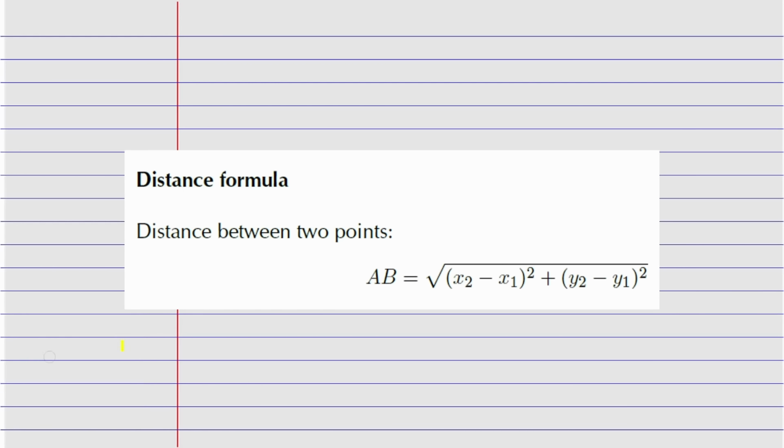What's important to understand here is that if you're going to start with x2, then the following one, you need to start with y2. And if you decide to start with x1, just know that the following one needs to match up with that one and start with y1. So consistency is very important here.